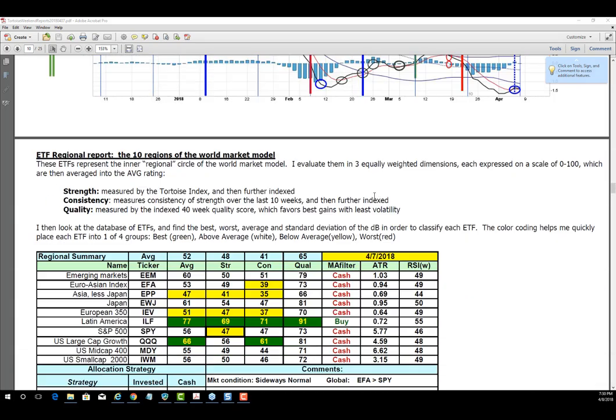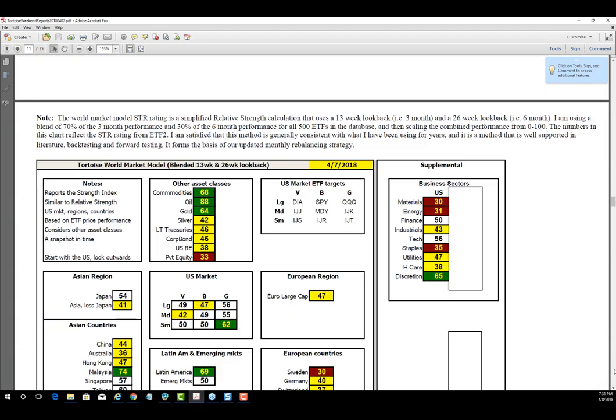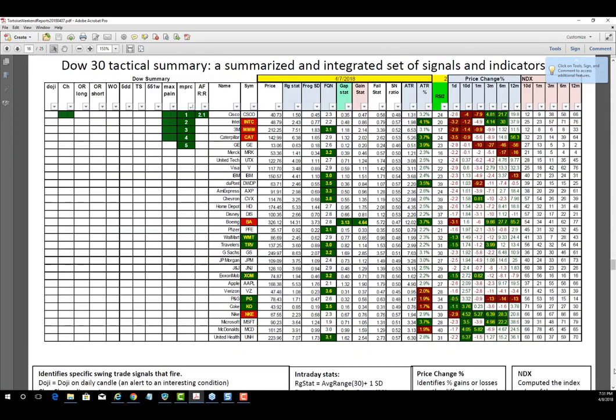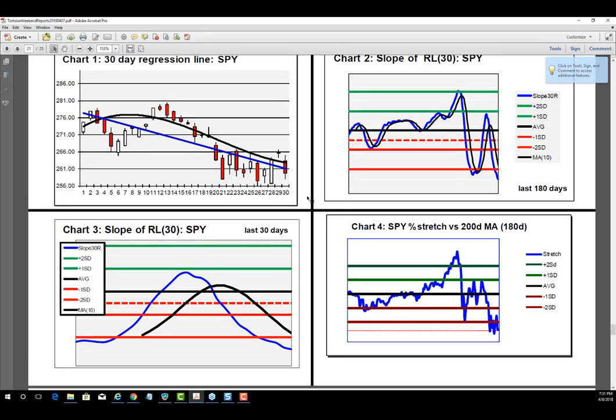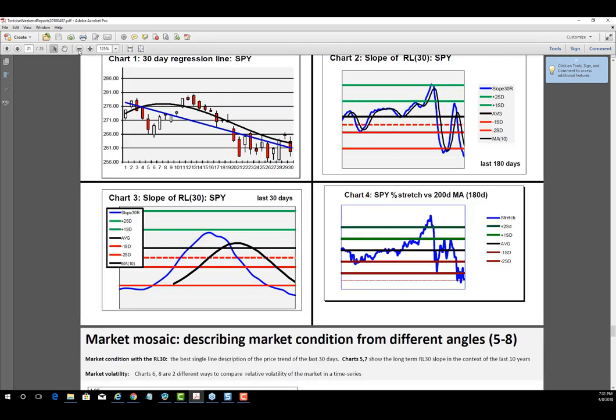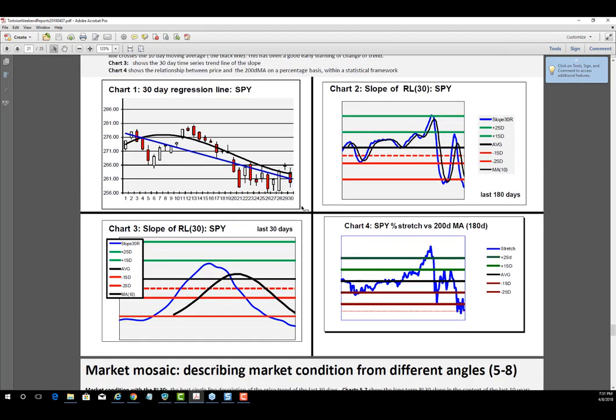Also in the weekend report. It's actually in the daily. So we're going to move. Okay. So some things you can notice on the slope of the RL30. Let's start over here with chart number 1.